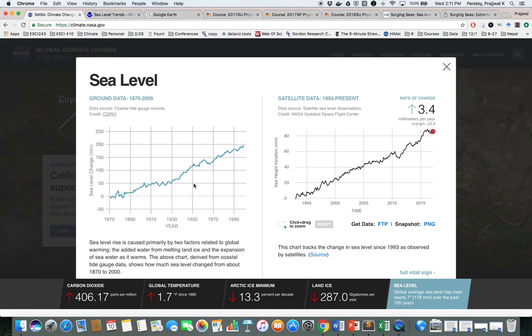The chart above shows, based on coastal tide gauge data, how much the sea level has changed from 1870 to 2000. This here is a fraction of the same data that shows sea level change from 1995 to present based on satellite data. So now we are looking at data collected from space. Based on this data, the sea level rate of change is about 3.4 millimeters per year. So every year, it's rising by 3.4 millimeters. Now we can compute that into decades, 10 years, 20 years, in those intervals.